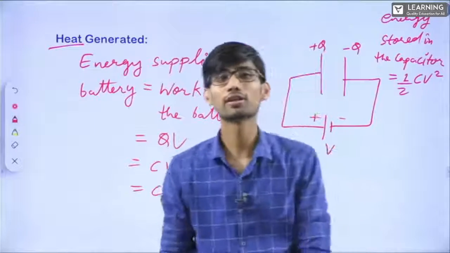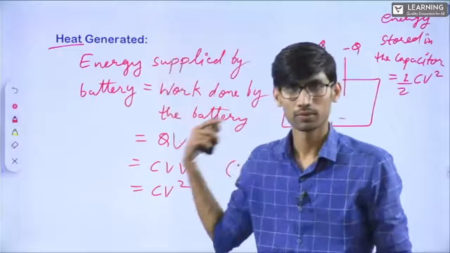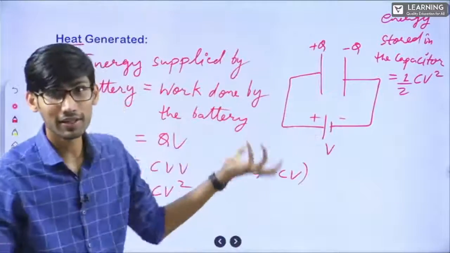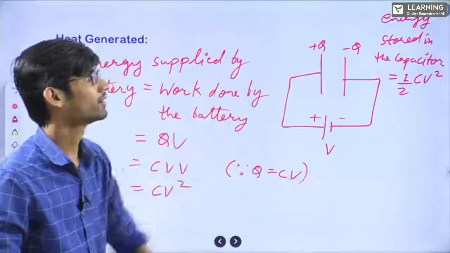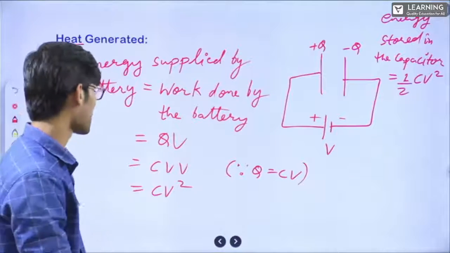This energy gets converted in the form of heat in the circuit. The circuit will get some heat, no? Heating effect of electric current, correct? That heat will be half CV square. I hope you got it.